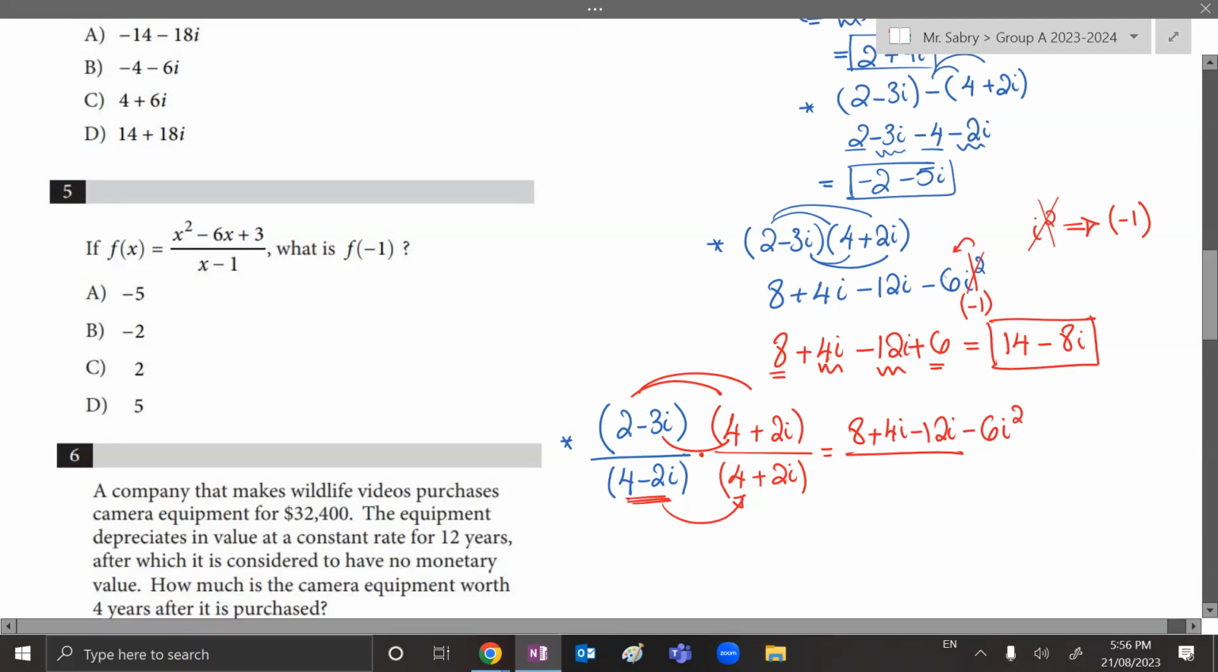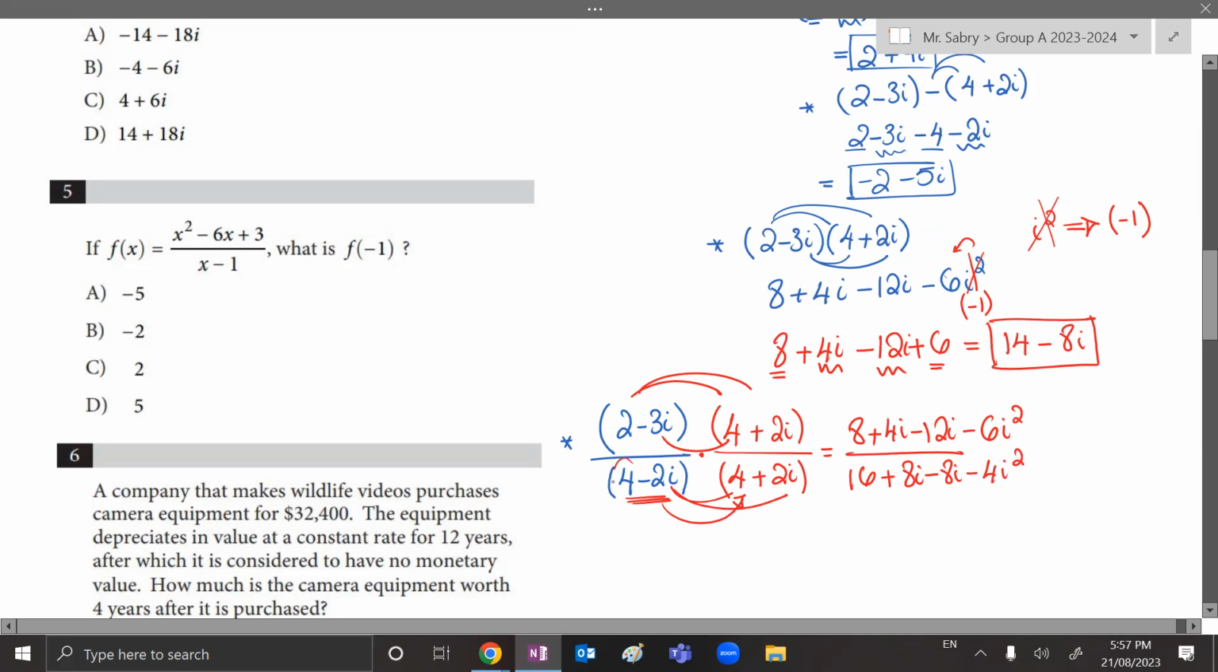What is that shortcut? We multiply 4 times 4, which becomes 16, and then 4 times 2i, which becomes 8i. -2i, sorry, times 4, that's -8i. -2i times 2i, that's -4i squared. Again, sorry, this is the longer way. But what is that shorter way?